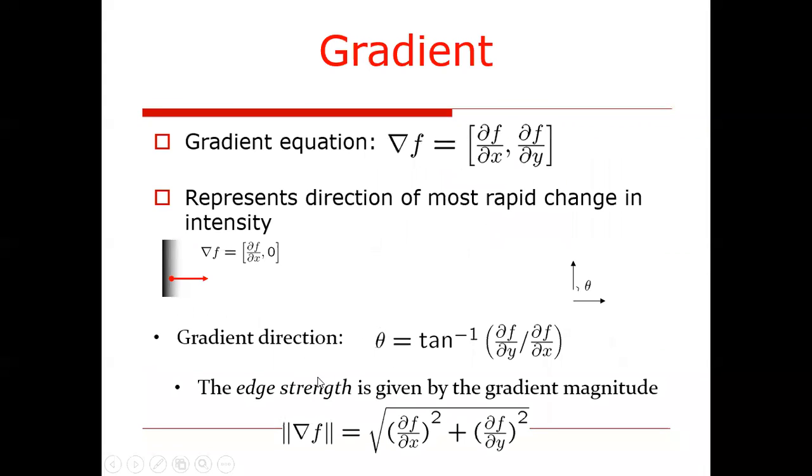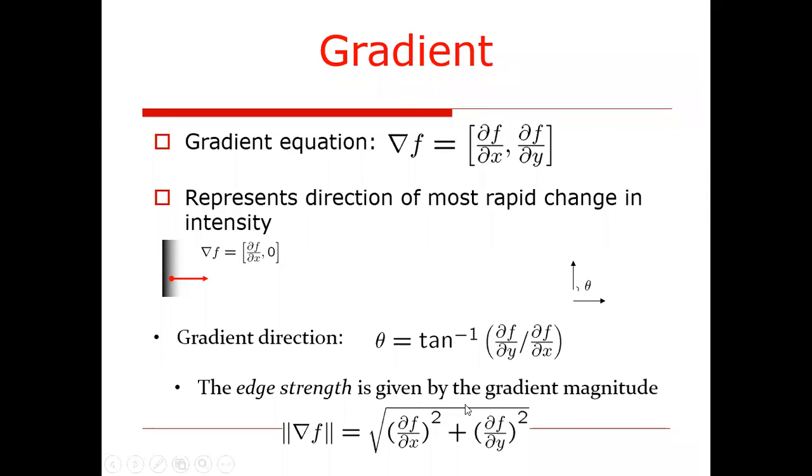Then you will find the direction. What direction? The direction shows the tan theta. So theta becomes tan inverse y by x, where the numerator is the first order derivative with respect to y and the denominator is the first order derivative with respect to x. So theta becomes tan inverse del f upon del y divided by del f upon del x. This is the basic operation of an image.